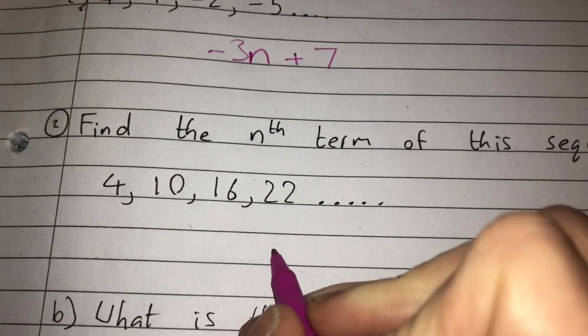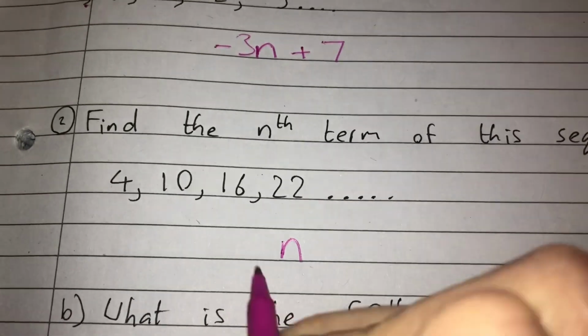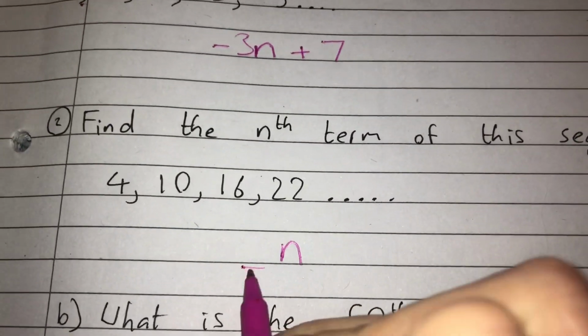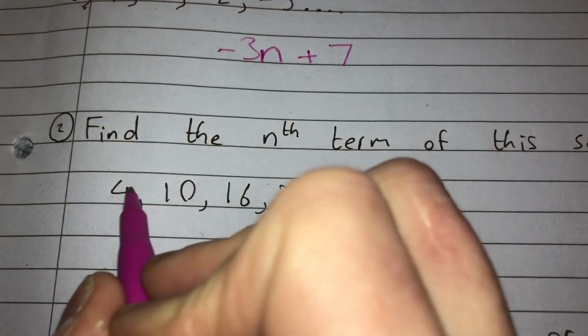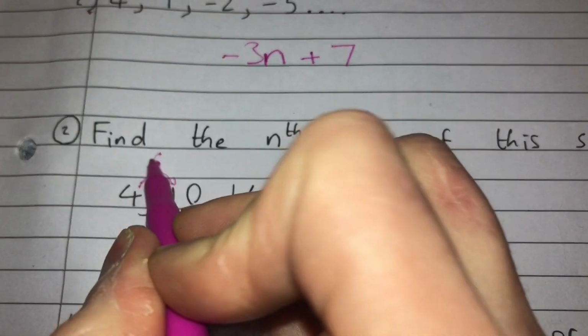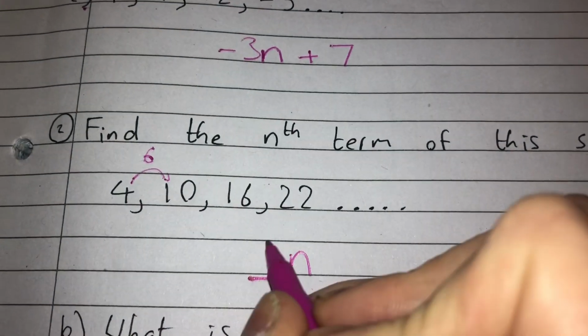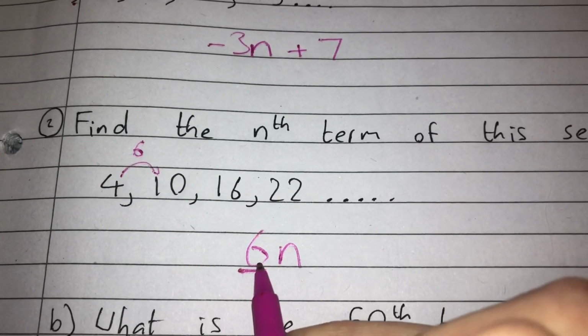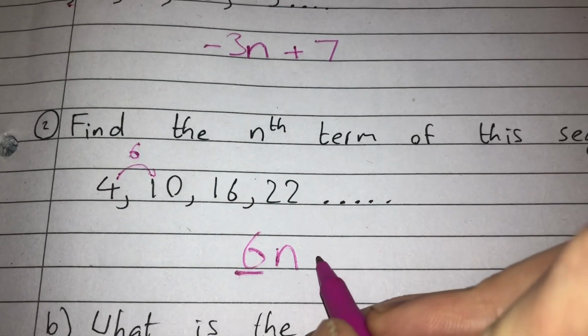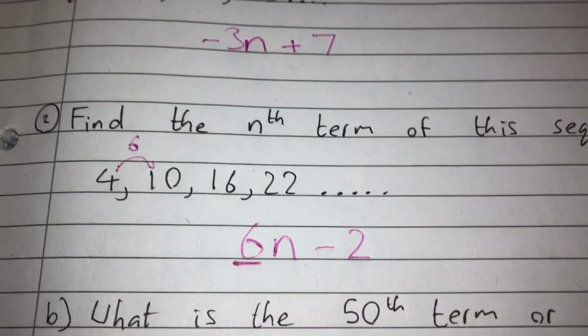We're going up the way, so the nth term. So start off writing n. The coefficient of n is the difference. So we're going up in 6s this time. So it's 6n. How do I get from 6 to 4? Well, I take away 2. So it's 6n take away 2.